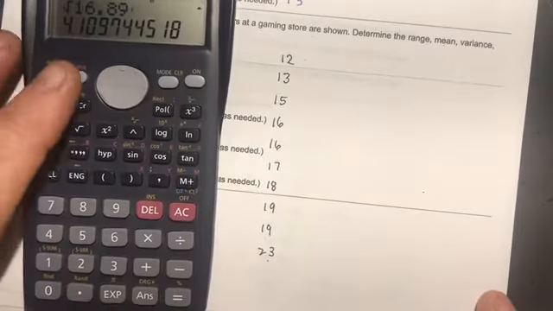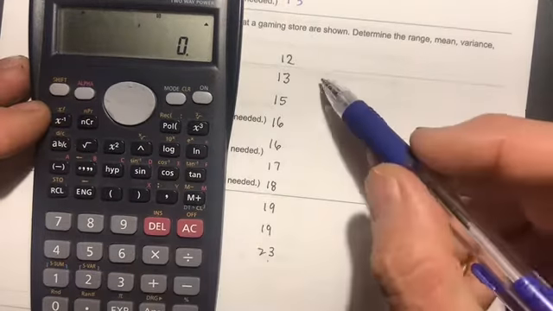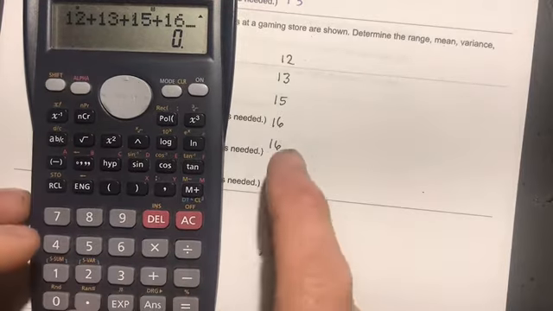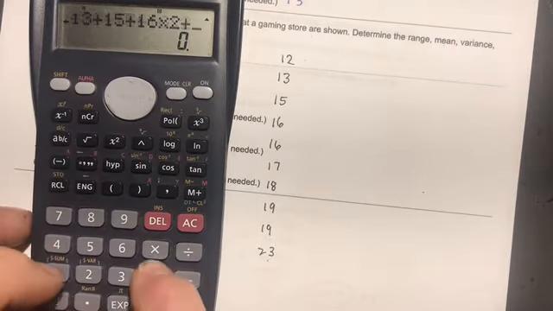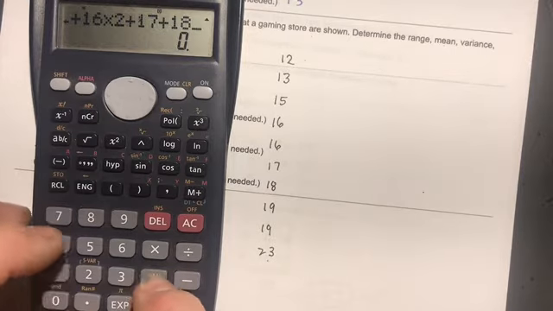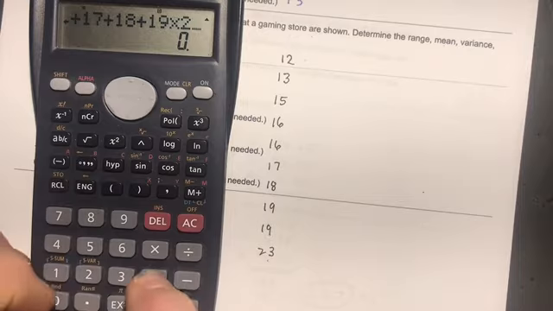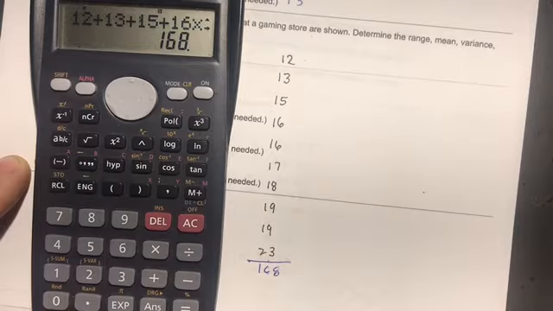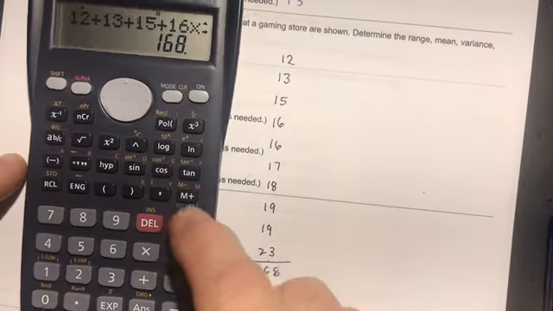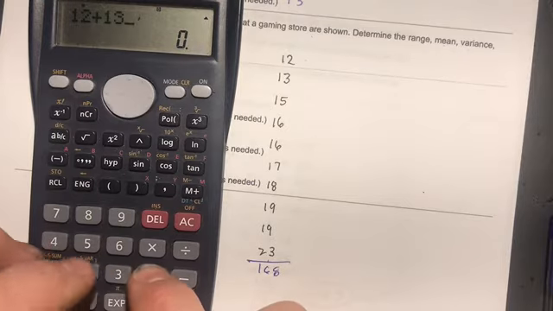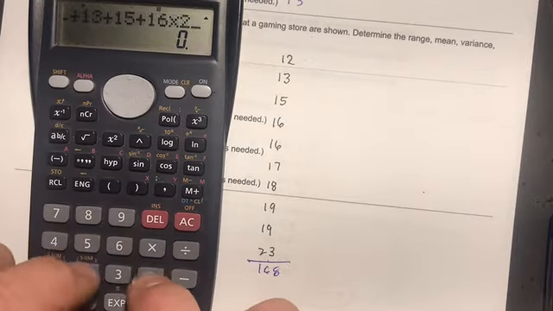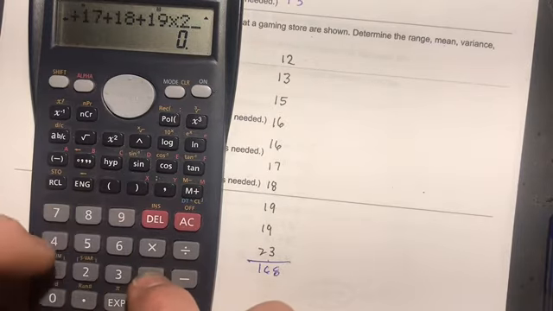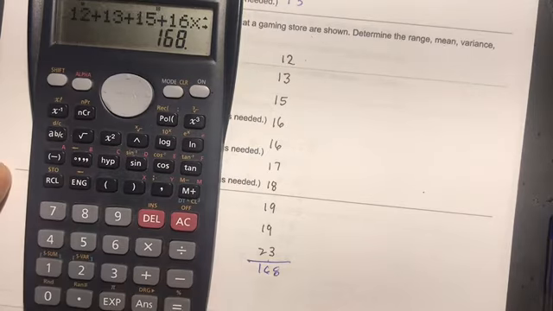Bringing my calculator in here, I got 12 plus 13 plus 15 plus 16 times 2, because there's 2 of those, plus 17 plus 18 plus 19 times 2, and then plus 23. When I add that up, I get 168. I always do it twice to make sure I didn't make a mistake on my calculation. I get 168 again, so I think I'm good.